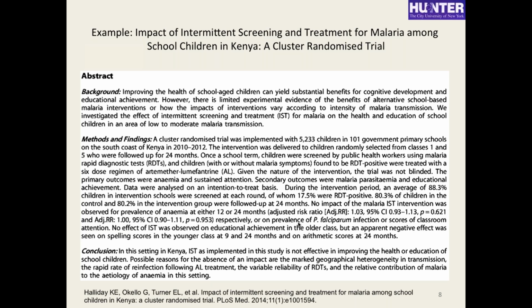So let's read this, an abstract from an actual study. Improving the health of school-age children can yield substantial benefits for cognitive development. There is limited experimental evidence of the benefits of alternate school-based malaria interventions, or how the impacts of interventions vary according to the intensity of malaria transmission. We investigated the effect of intermittent screening and treatment for malaria on health and education of school children in an area of low to moderate malaria transmission. It was a cluster randomized trial.